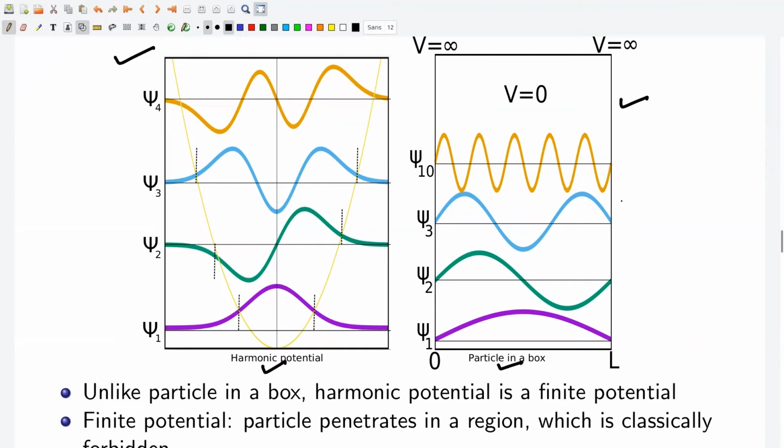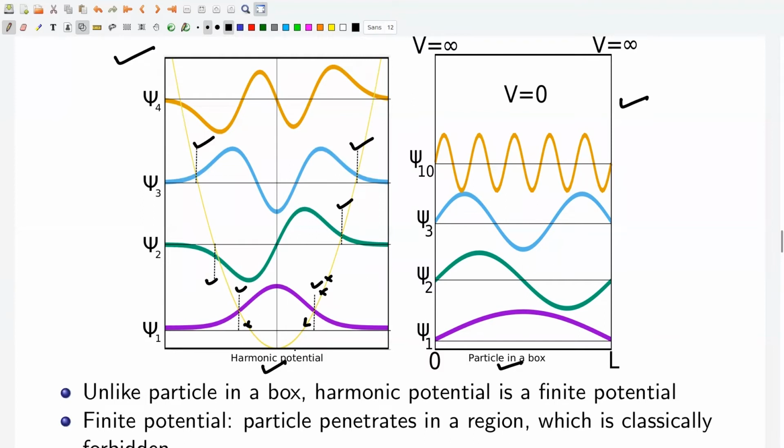Since harmonic potential is finite for finite x, we find some small probability of finding the particle beyond the classical turning points shown by these dotted lines. These dotted lines are the points from where the particle is supposed to turn back. Classically, you are not supposed to get the particle in these regions, that is, beyond these dashed lines.